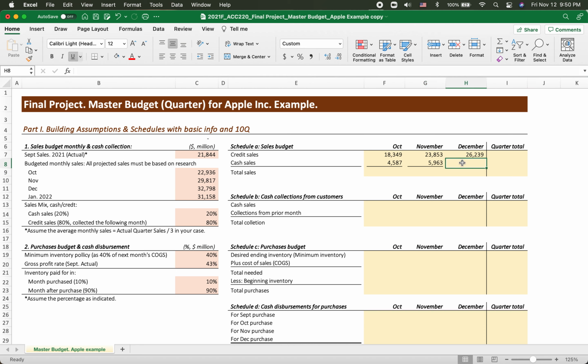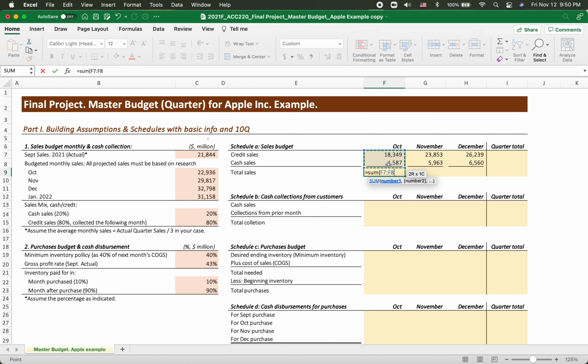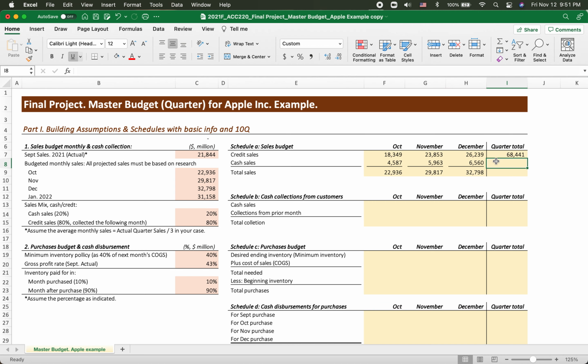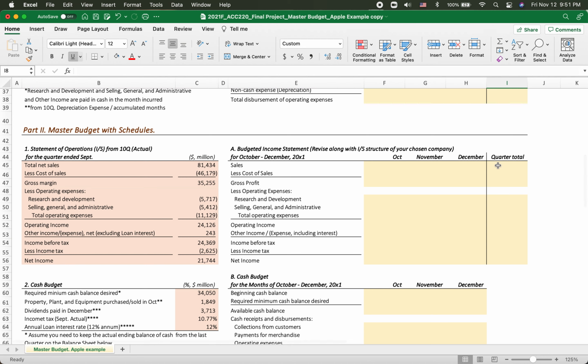And then finally December, 32,000 times 20%. So we have the cash sales amount and the credit sales amount in each projected budgeted month, right? And then the sum of these two types of sales. Now we have that, and let's also calculate the sum of these 3 months, because at the end of the day, we will transfer this quarter total into where, right? The budgeted income statement, the quarter total and each month, right?